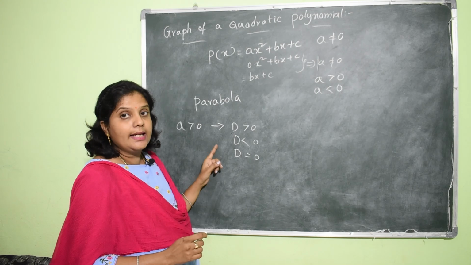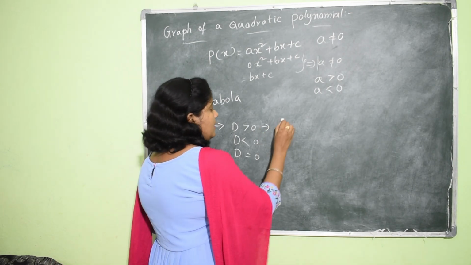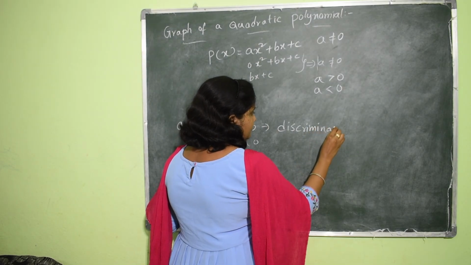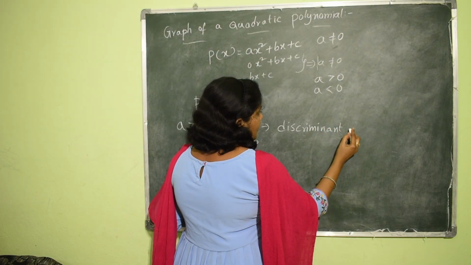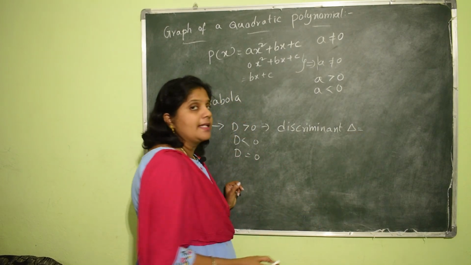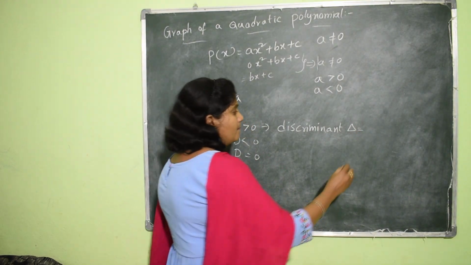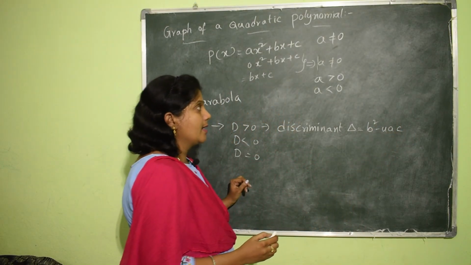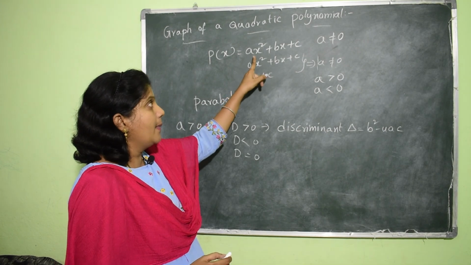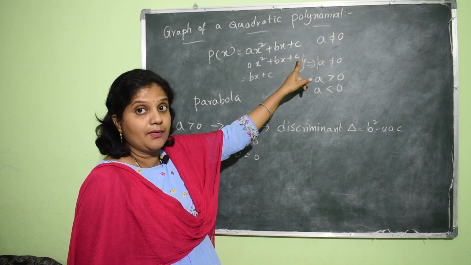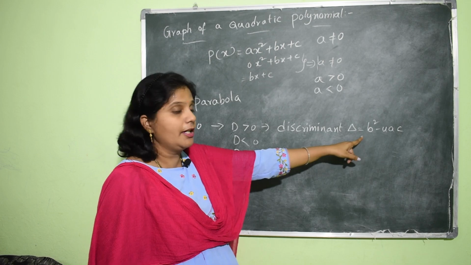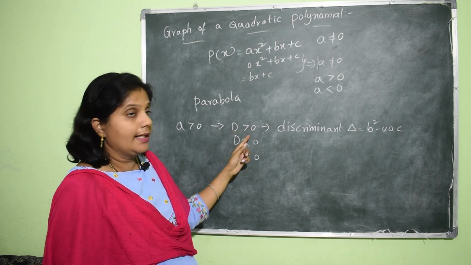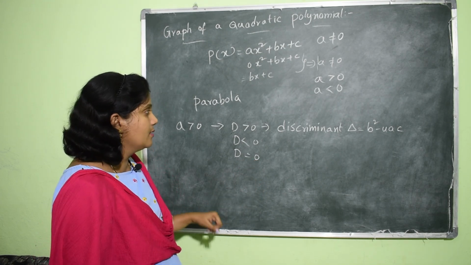What do you mean by d? D is nothing but the discriminant. The discriminant delta is equal to b square minus 4ac. So what is the formula for discriminant? b square minus 4ac. We have to compare the ax square plus bx plus c equation with the given equation and substitute this. Then we should determine whether d is greater than 0, less than 0 or equal to 0.